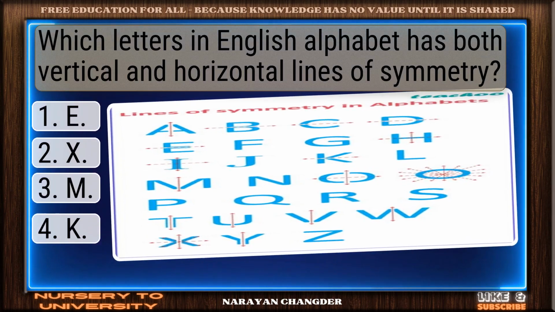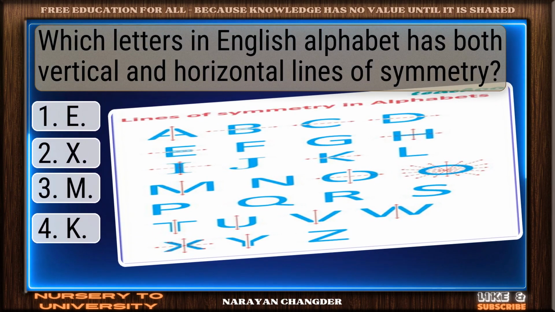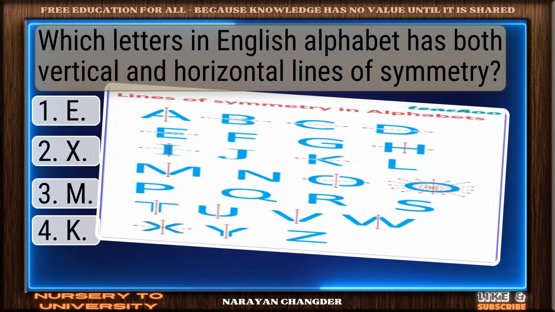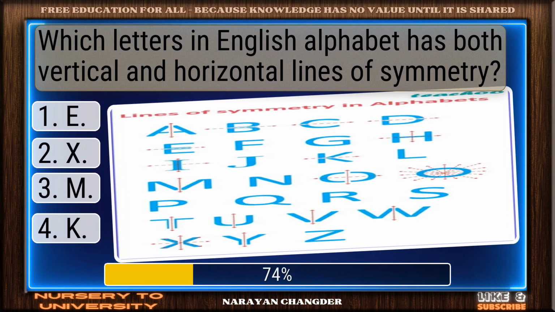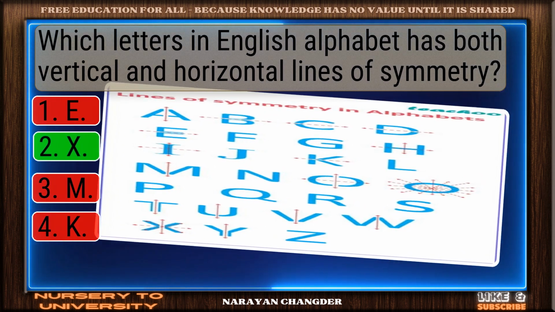Question number 50. Which letter in the English alphabet has both vertical and horizontal lines of symmetry? Nice selection. X is the correct and valid answer.